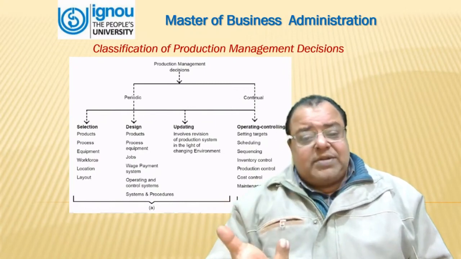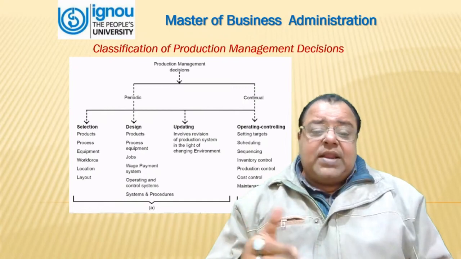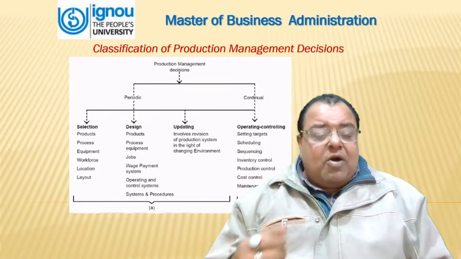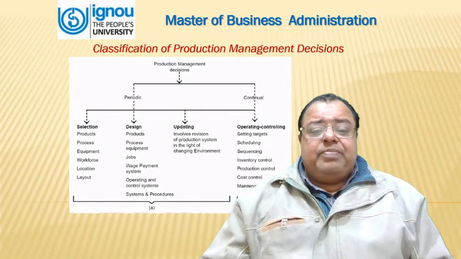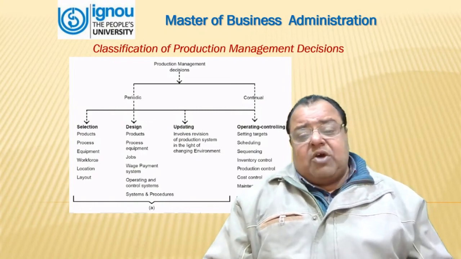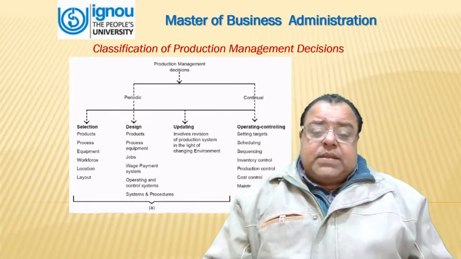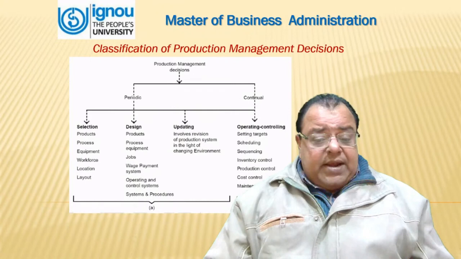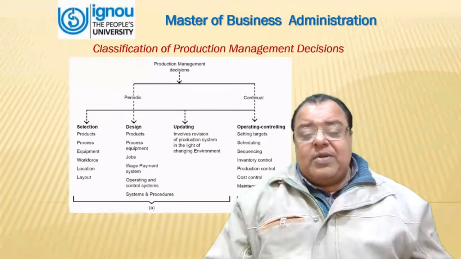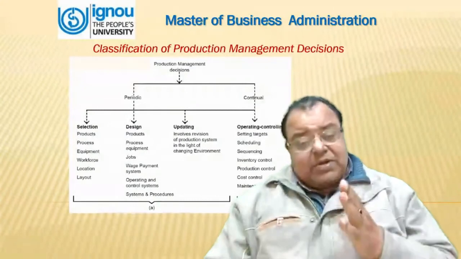The updation is required. For updating, it involves revision of production system in the light of changing environment or change in model. And on the other hand, this continual, that is operating, controlling, involves setting targets, scheduling, sequencing, inventory control, production control, cost control, and maintenance, because this is all a continuous process.